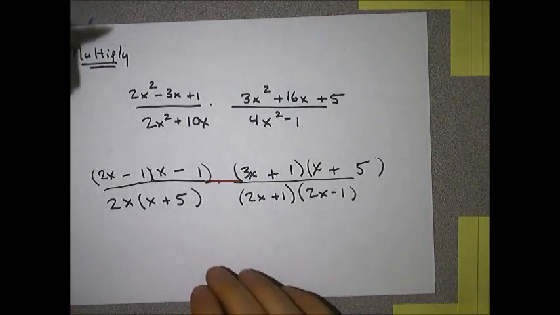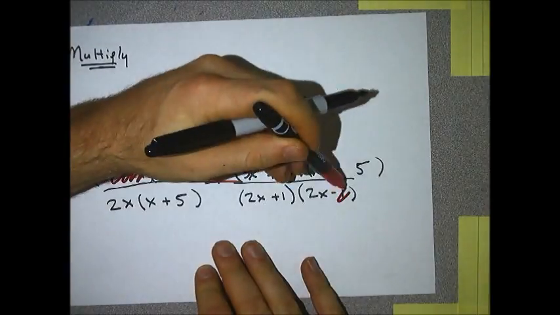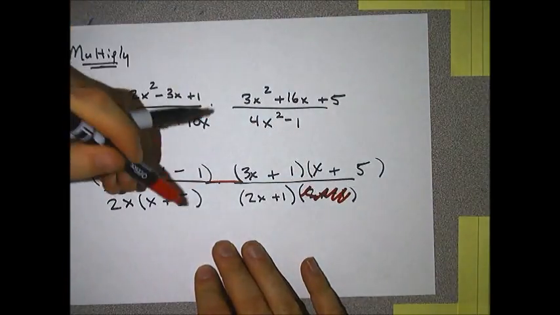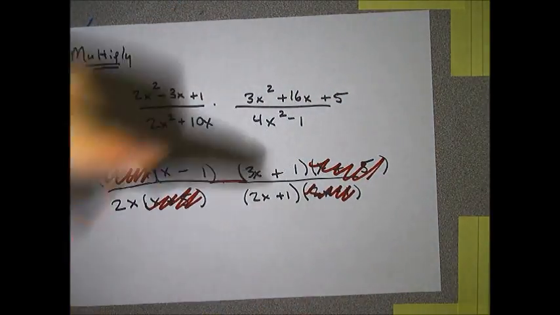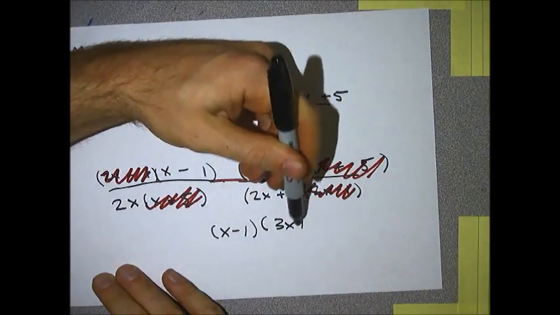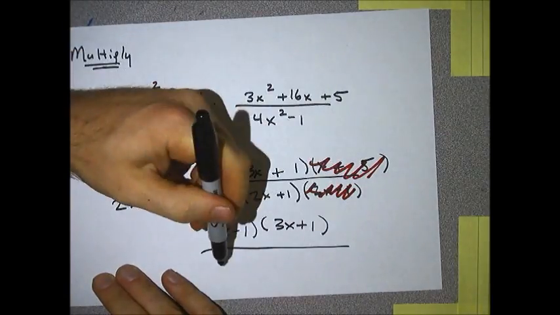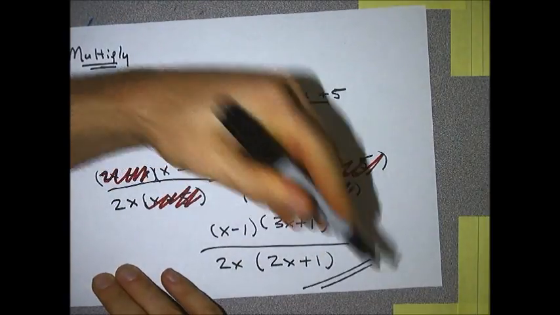So up top I see 2x minus 1 and 2x minus 1. I also see x plus 5 and x plus 5. We rewrite what's left. Final answer is x minus 1 over 3x plus 1 all over 2x times 2x plus 1.